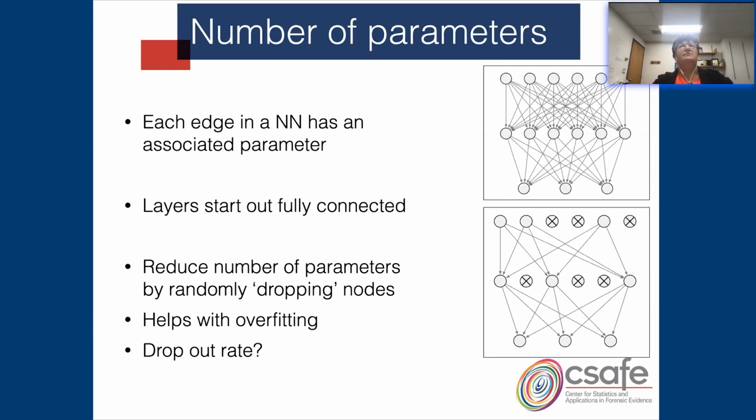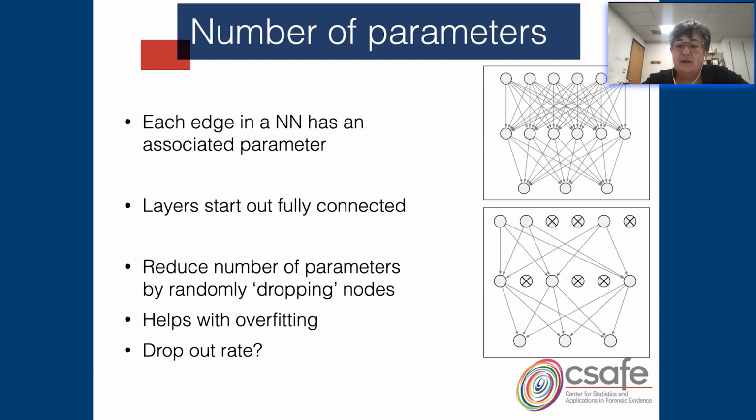Each edge also comes with a weight. So some edges are more important than other edges. And by default, we start with just random numbers on each of these edges, and we fit the network until we have weights that provide a better output. So that's a lot of parameters.